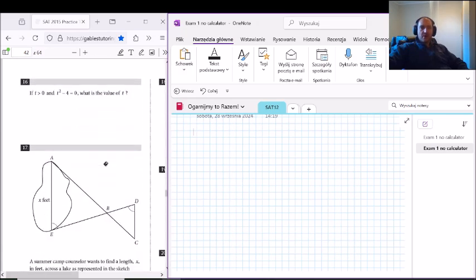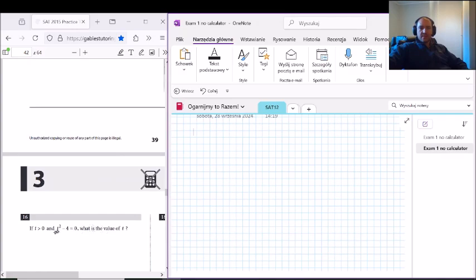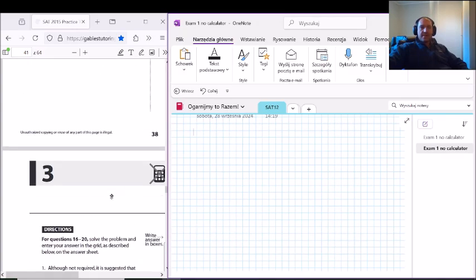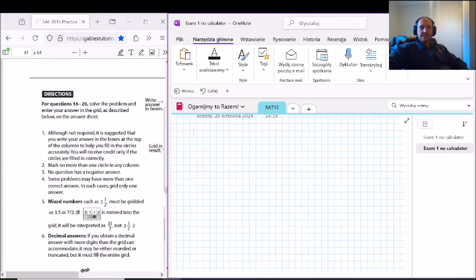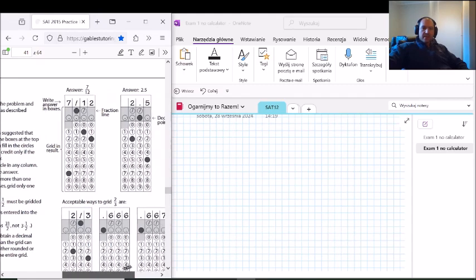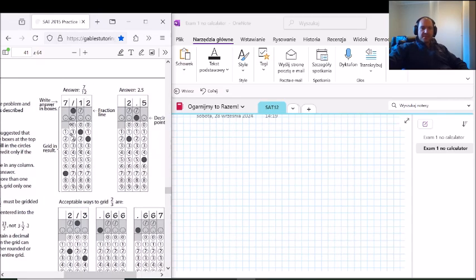Now we start a different section where there are no A, B, C, D. We have to solve the answer and decode this answer in a proper way. Here you can see that there are some formulas and some table, and you have to mark a correct circle so that it will be decoded. Like for example, answer 7 divided by 12, it's 7, this slash and 12, and you have to decode this.